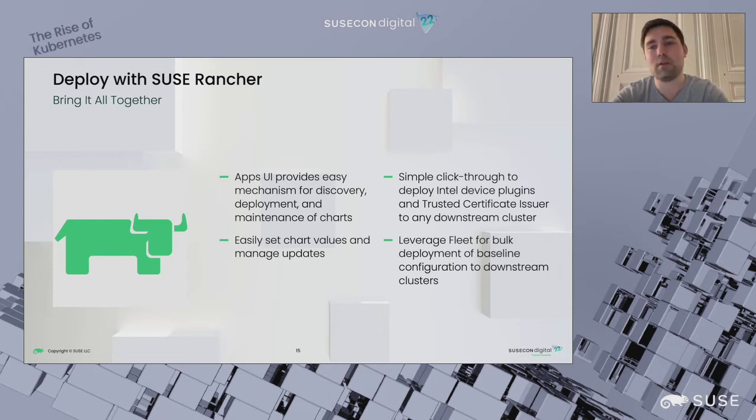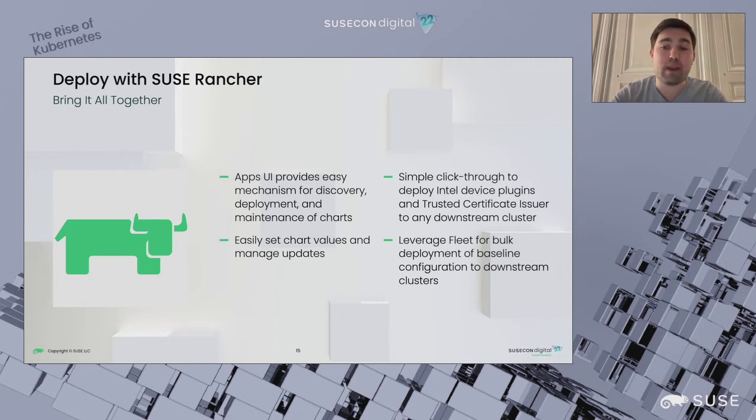This also allows for easy click-through deployment of things like the device plugin and device plugin operator. Rancher provides and maintains a Helm chart for deployment of Istio. So this allows for easy deployment and configuration of Istio to your downstream clusters. It also allows for some flexible configuration using things like overlays. We'll actually show this later on in the demo.